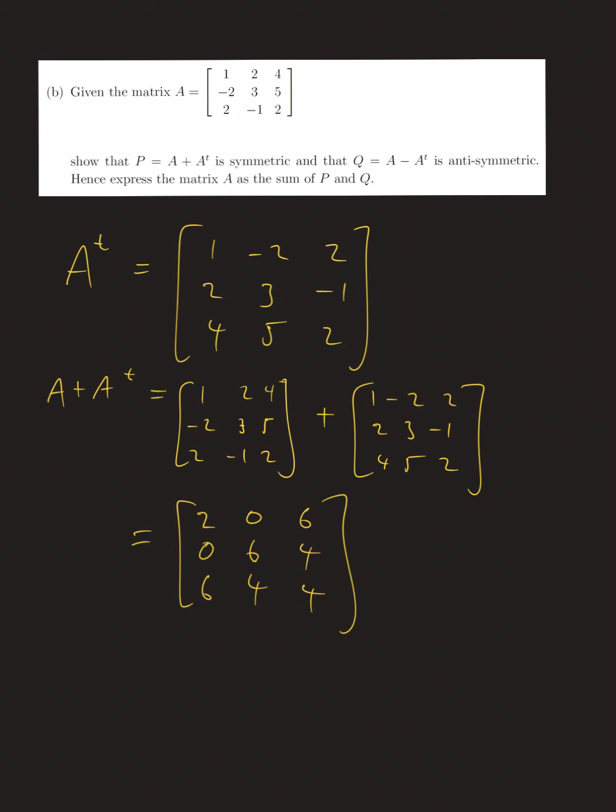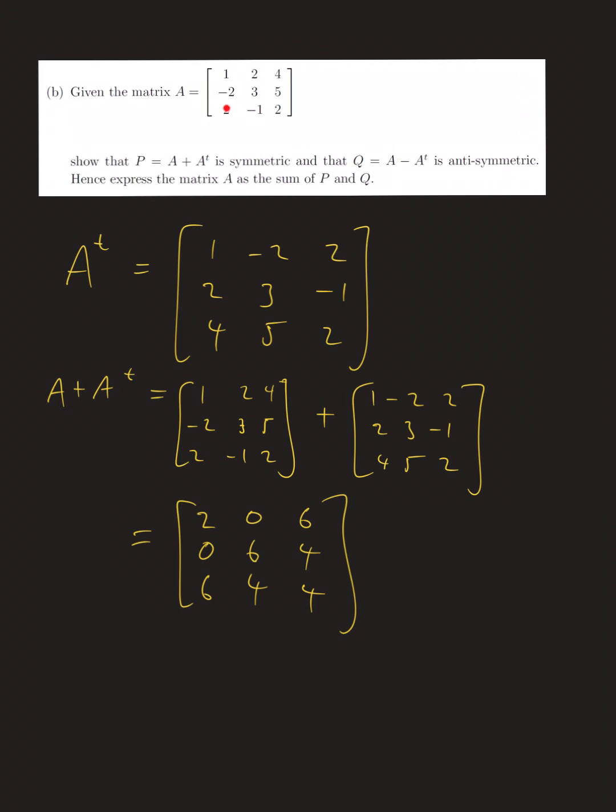The next thing we're asked to show is that A minus A transpose is anti-symmetric. Now what anti-symmetric means is that when you look at opposite positions like this, that one should be minus the other. And if we think about this, this should actually be true for any matrix A, no matter what the numbers are.